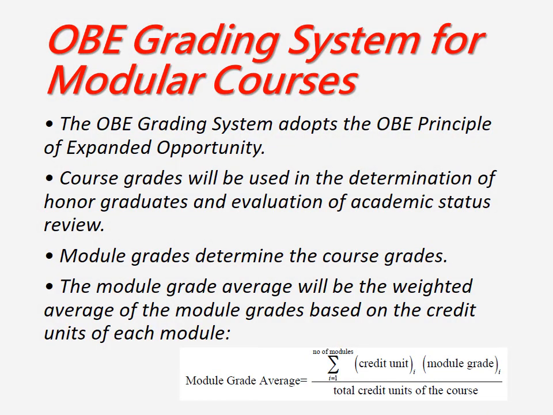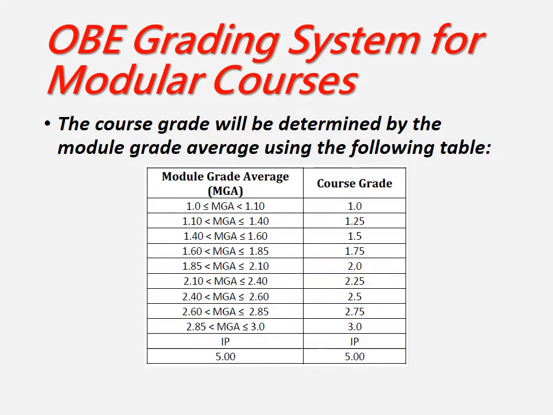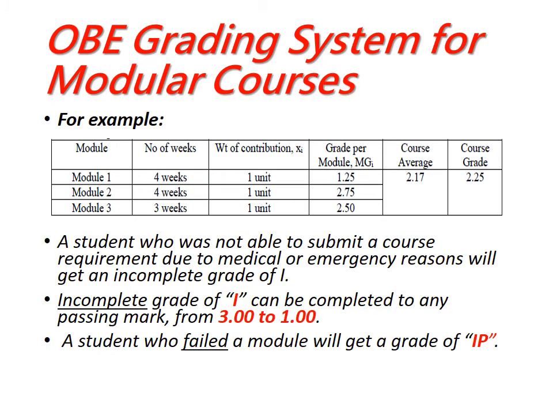The OBE grading system adopts the OBE principles of expanded opportunity. Course grades will be used in the determination of honor graduates and evaluation of academic status review. Module grades determine the course grades. The module grade average will be the weighted average of the module grades based on the credit units of each module. The course grade will be determined by the module grade average using the following table. Shown in the screen is an example of the OBE grading system for modular courses. As seen in the table, there will be a grade per module, course average, and course grade.